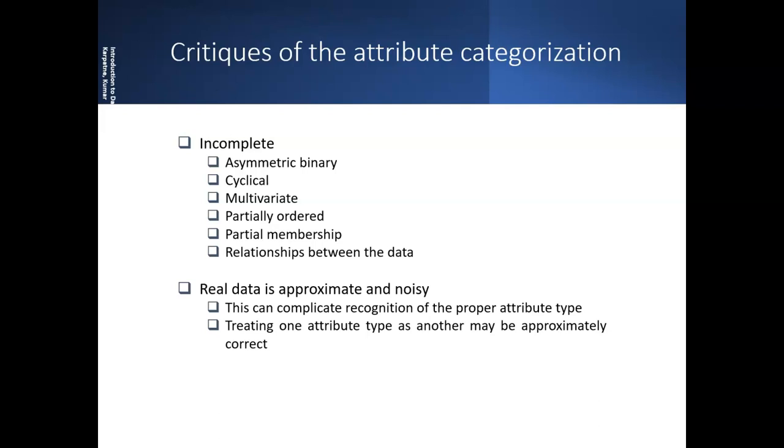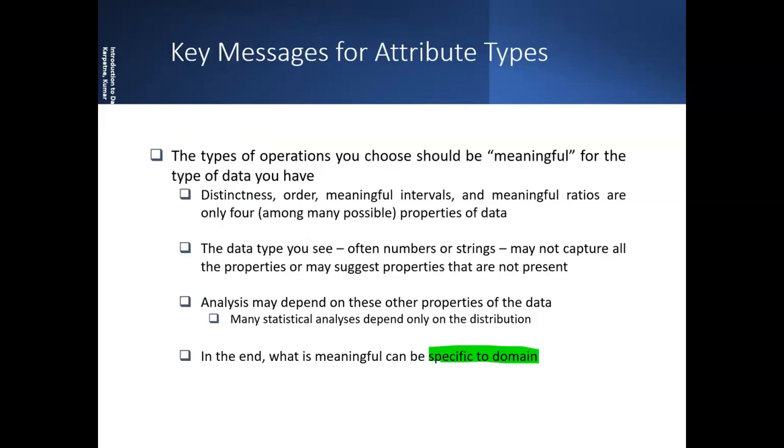Critiques of attribute characterization. There are different attributes like asymmetric, binary, cyclic, multivariate, partially ordered, partial membership, and relationships between the data. And then we have that real data is approximate and noisy. So if you have real data, definitely there would be some noise, some errors, or some missing values. This can complicate recognition of the proper attribute type. Treating one attribute type as another may be approximately correct. So the key message for attribute types is that the type of operation you choose should be meaningful for the type of data you have.